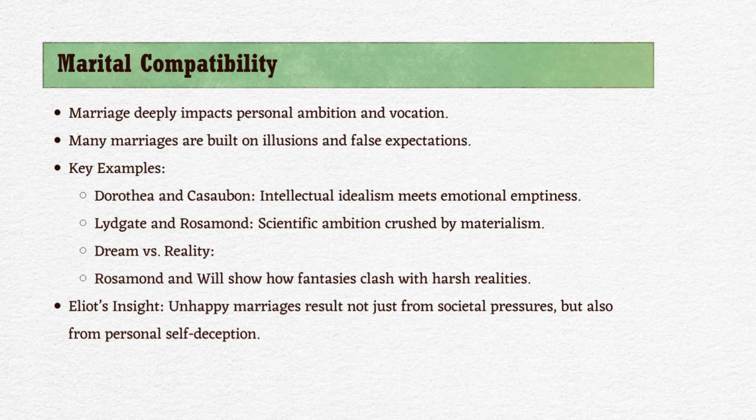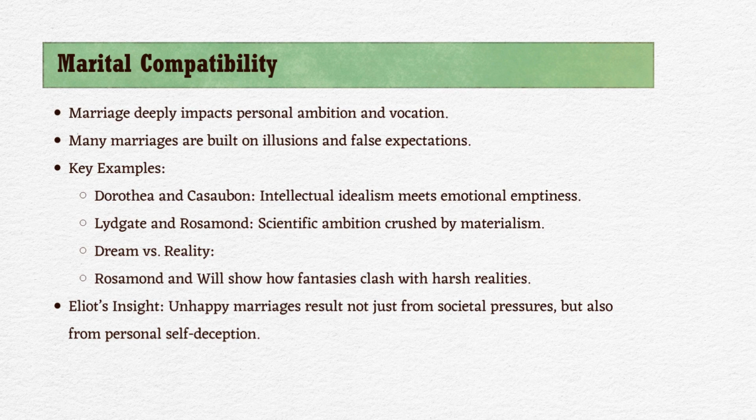Dorothea marries Casaubon believing he is a great intellectual, someone whose life's work she can support and learn from. But soon she realizes that their relationship is cold, emotionally barren, and intellectually limiting. Similarly, Lydgate marries Rosamond thinking she will support him in his scientific ambitions. But Rosamond is more interested in social status and luxury than in supporting Lydgate's medical reforms. Their mismatched expectations cause deep rifts.